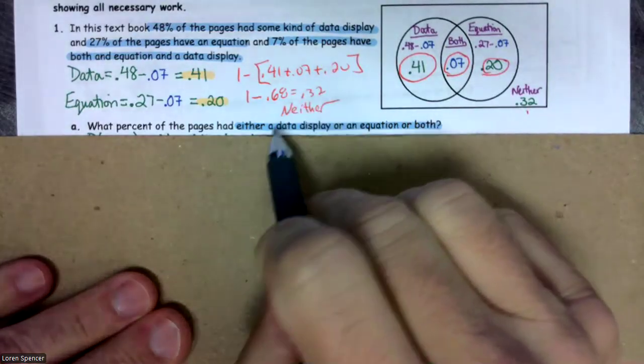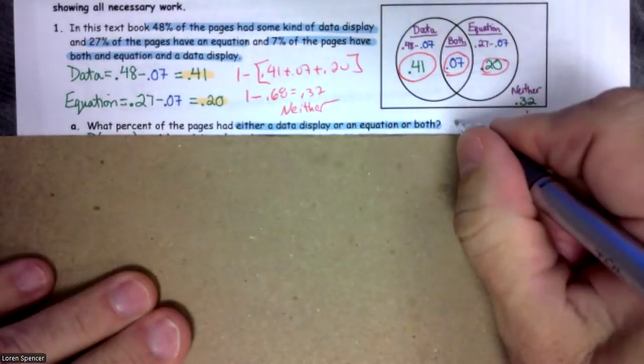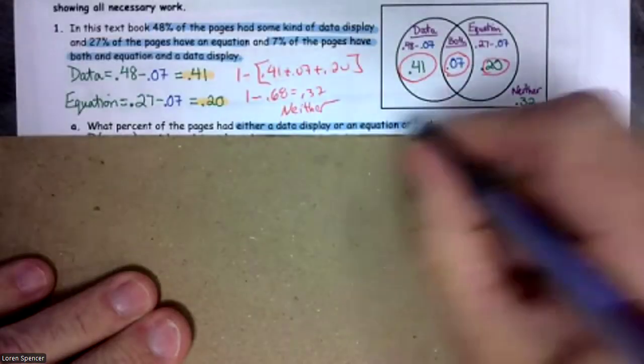Okay, what percent of pages had either a data display or an equation or both? Well, this is where we have to use our, and by the way, the word or tells me I'm adding. So this is going to be the probability of A union B equals the probability of A plus the probability of B minus, and I'm running out of room, so I'm just going to put the intersection sign. Now, in our case, instead of A union B, it's D union E equals the probability of D plus the probability of E minus the probability of D and E.